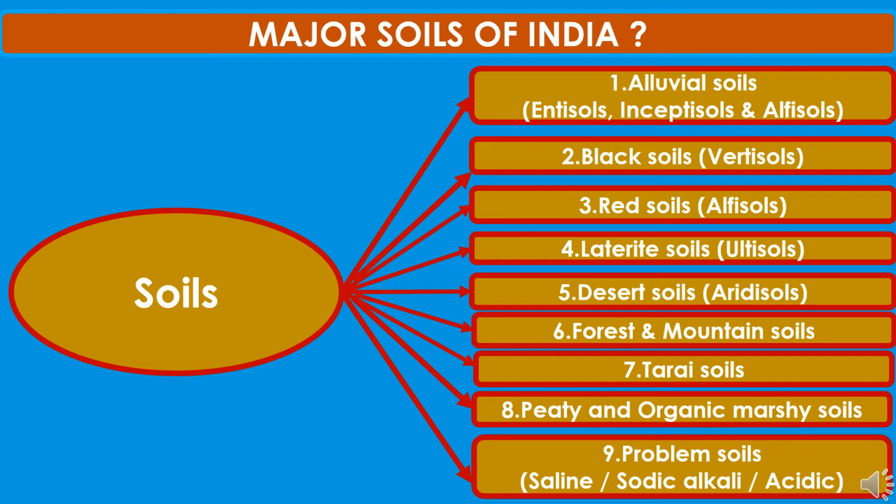Then fourth is laterite soils, which come under ultisols. Then fifth, desert soils, which are aridisols. Then sixth, forest and mountain soils. Seventh is tarai soils. Eighth, peaty and organic marshy soils. And ninth, problem soils, which are known as saline, sodic, alkali and acidic soils.